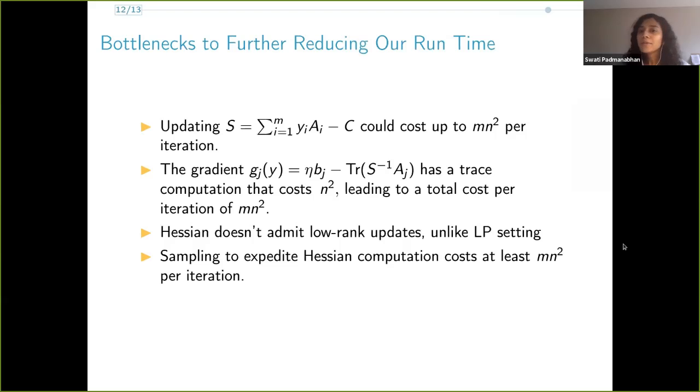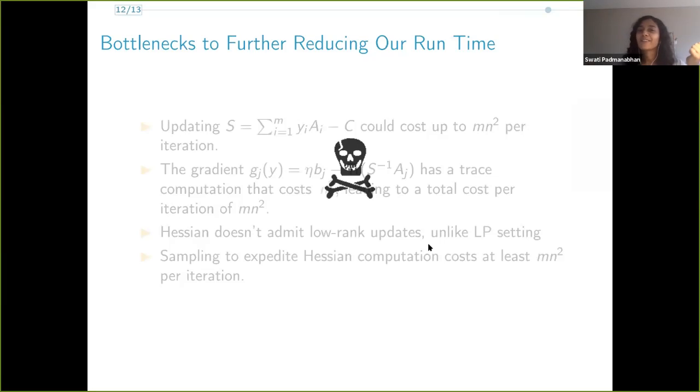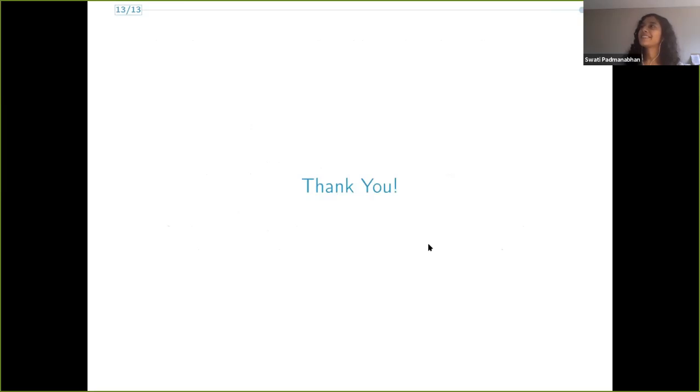And there's always a question: can you do this better? Can you get a faster runtime? As of now, we don't see a way to improve this runtime, at least using our technique, because there are so many operations that we need to do that have bottlenecks to improving the runtime. Right now we have a lot of dead ends to further improving this runtime. So maybe some other technique might work. That's all I had to say. Thank you for your attention.